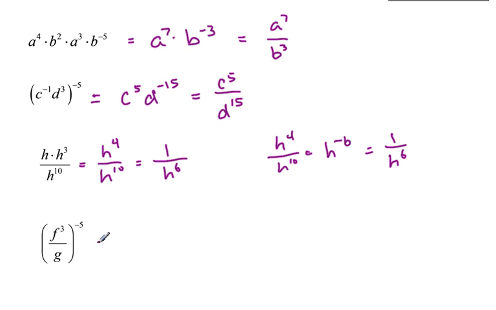All right, in this last one, perhaps you would multiply exponents first. F to the negative 15th over g to the negative 5th. You'll notice they're both negative, so they're both going to have to move. F to the negative 15th comes down here, f to the positive 15th, and g to the negative 5th down here comes up here, g to the positive 5th.